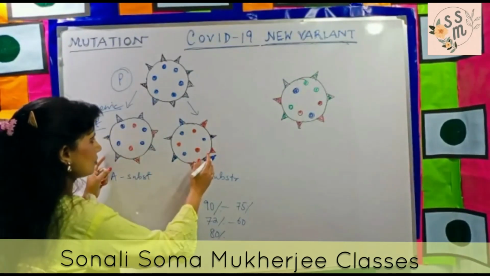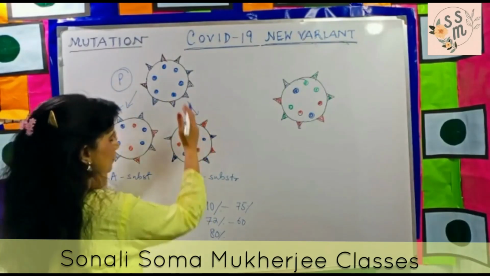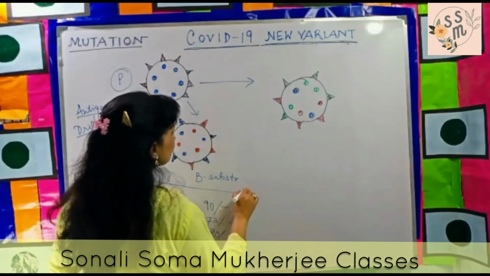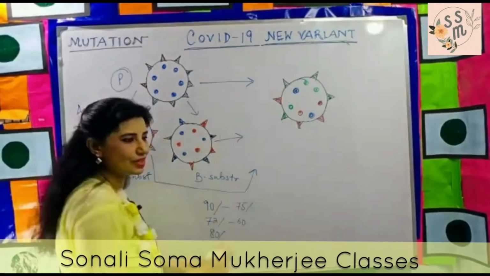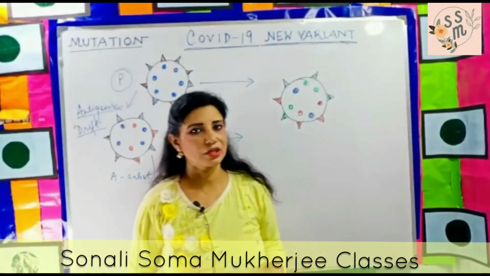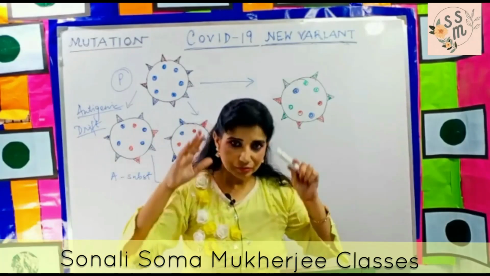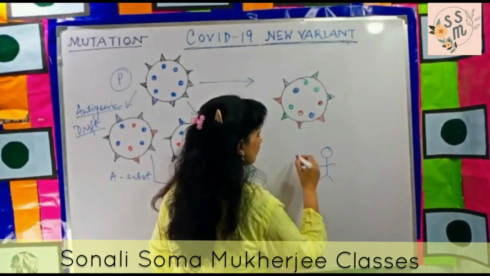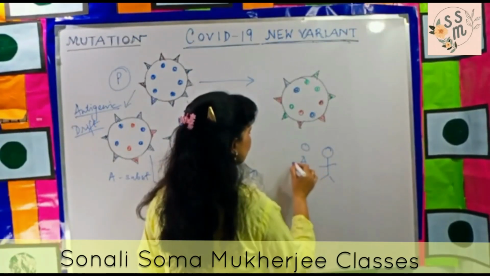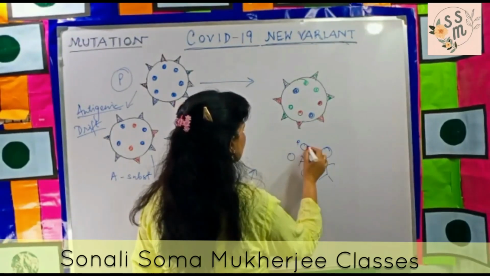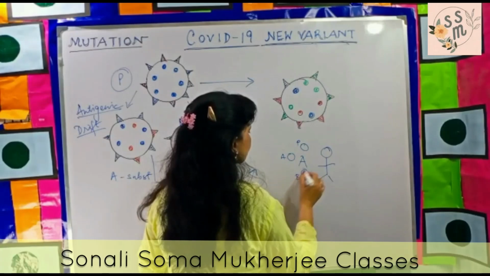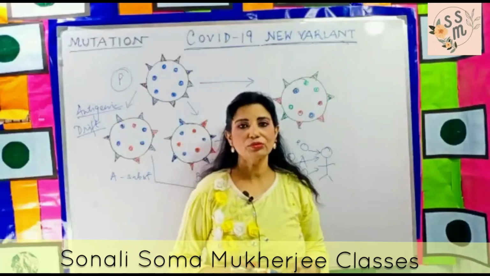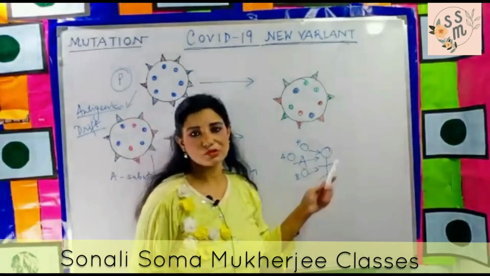Now suppose these three separate strains can get an entry route into a person's body, meaning a person is a host for the virus. Now person A is having all three substrains of the same virus. This was the parent strain, this is the A, this is the B substrain, and all of them get an entry route into the body of a person.